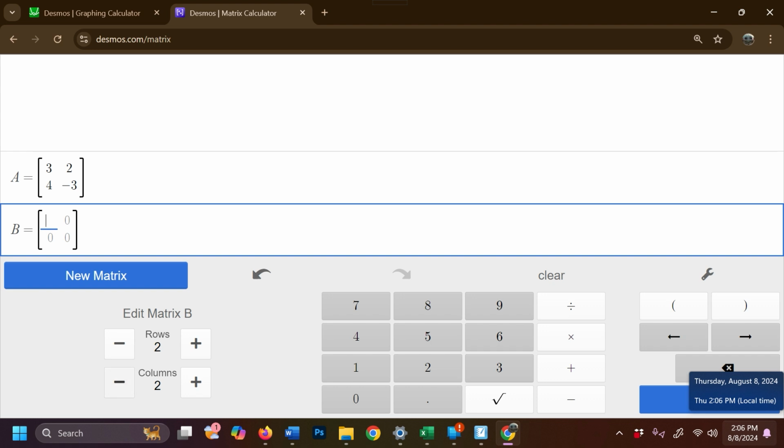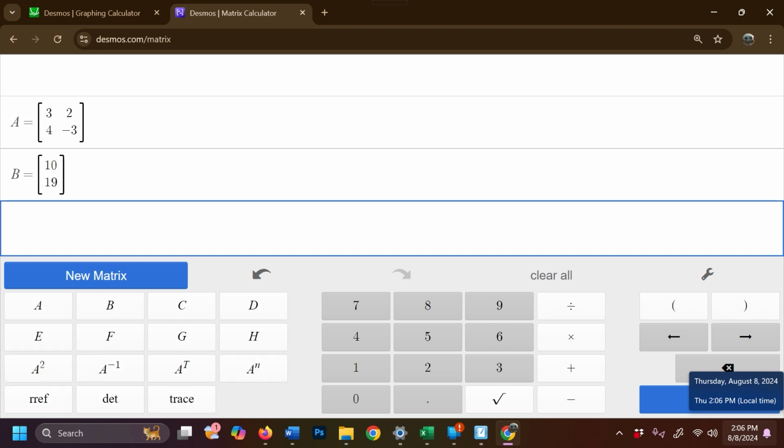So I'm going to get rid of one of those columns. I'm going to enter in the 10. Then I'm going to hit the right arrow. I'm going to enter in the 19. And now, because it's full, I'm going to hit enter.